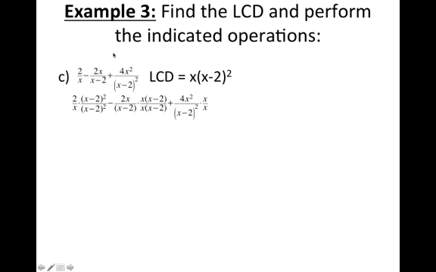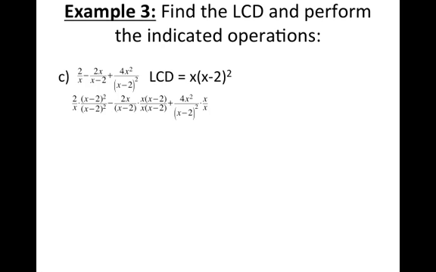All right, so the 2 over x is missing both x minus 2 factors, so we're going to multiply on bottom by x minus 2 squared. So we have to multiply on top by x minus 2 squared. Then we have our minus. We have 2x over x minus 2, so it's missing the x factor and the second x minus 2 factor. So we multiply on top and bottom by x times x minus 2. And then our final fraction of 4x squared over x minus 2 quantity squared, we need to multiply on top and bottom by x because it's missing the x factor.